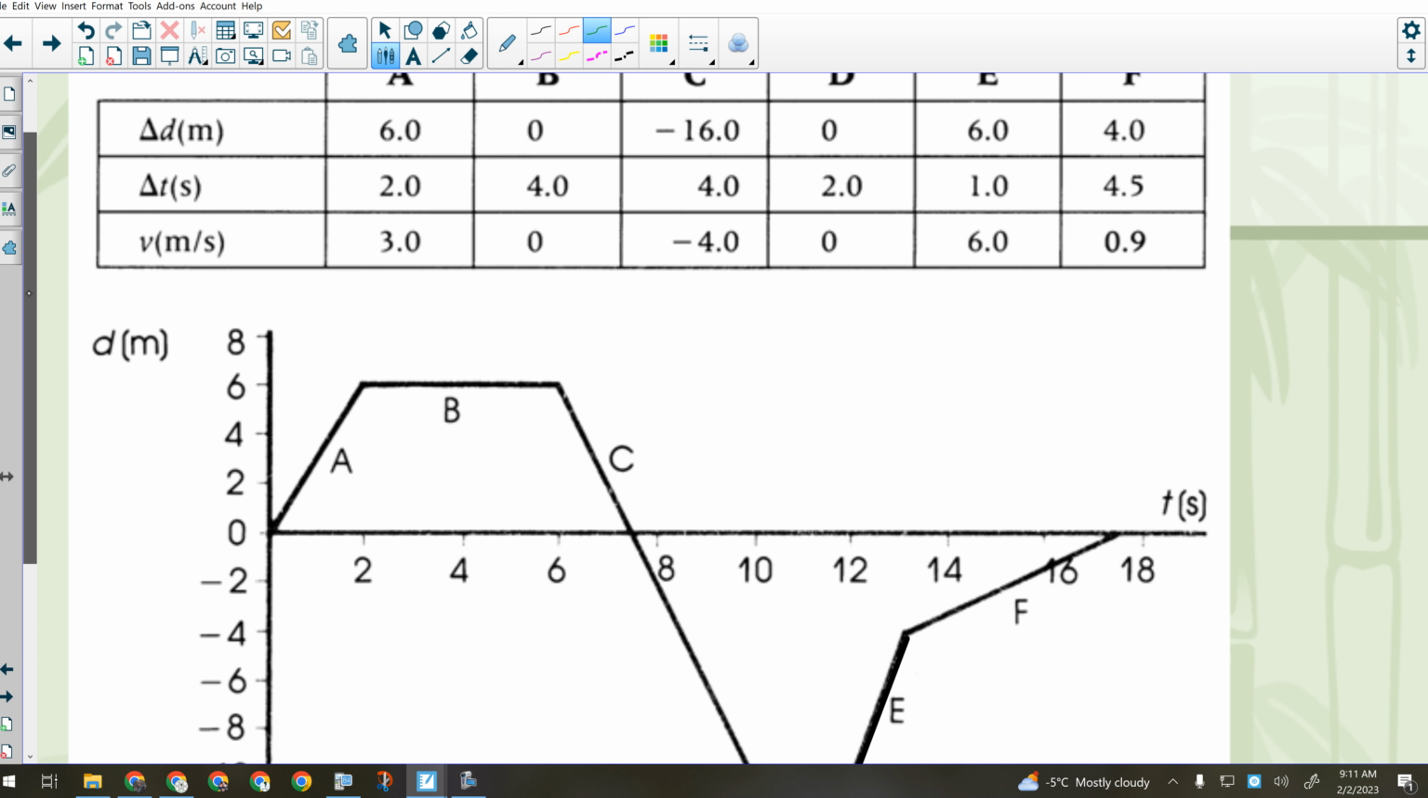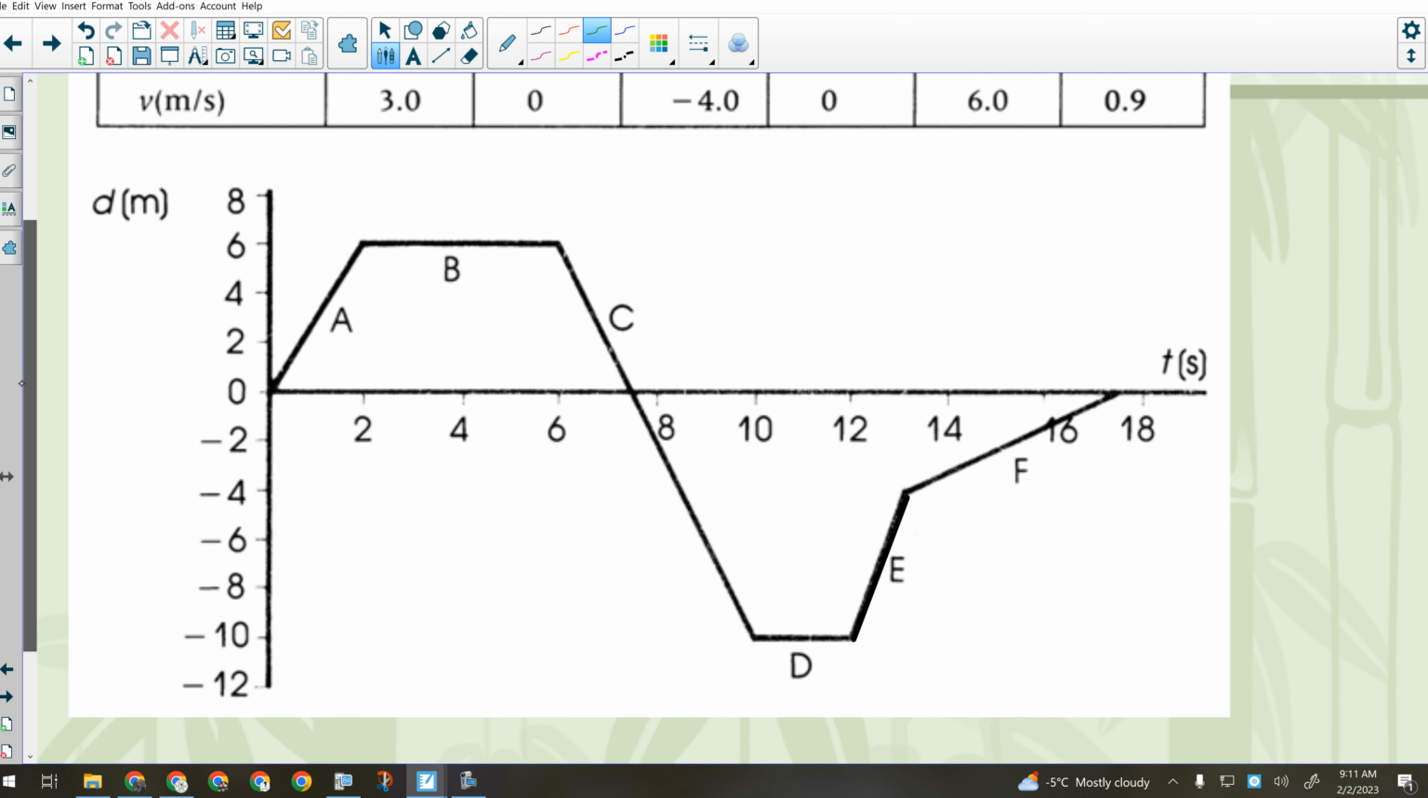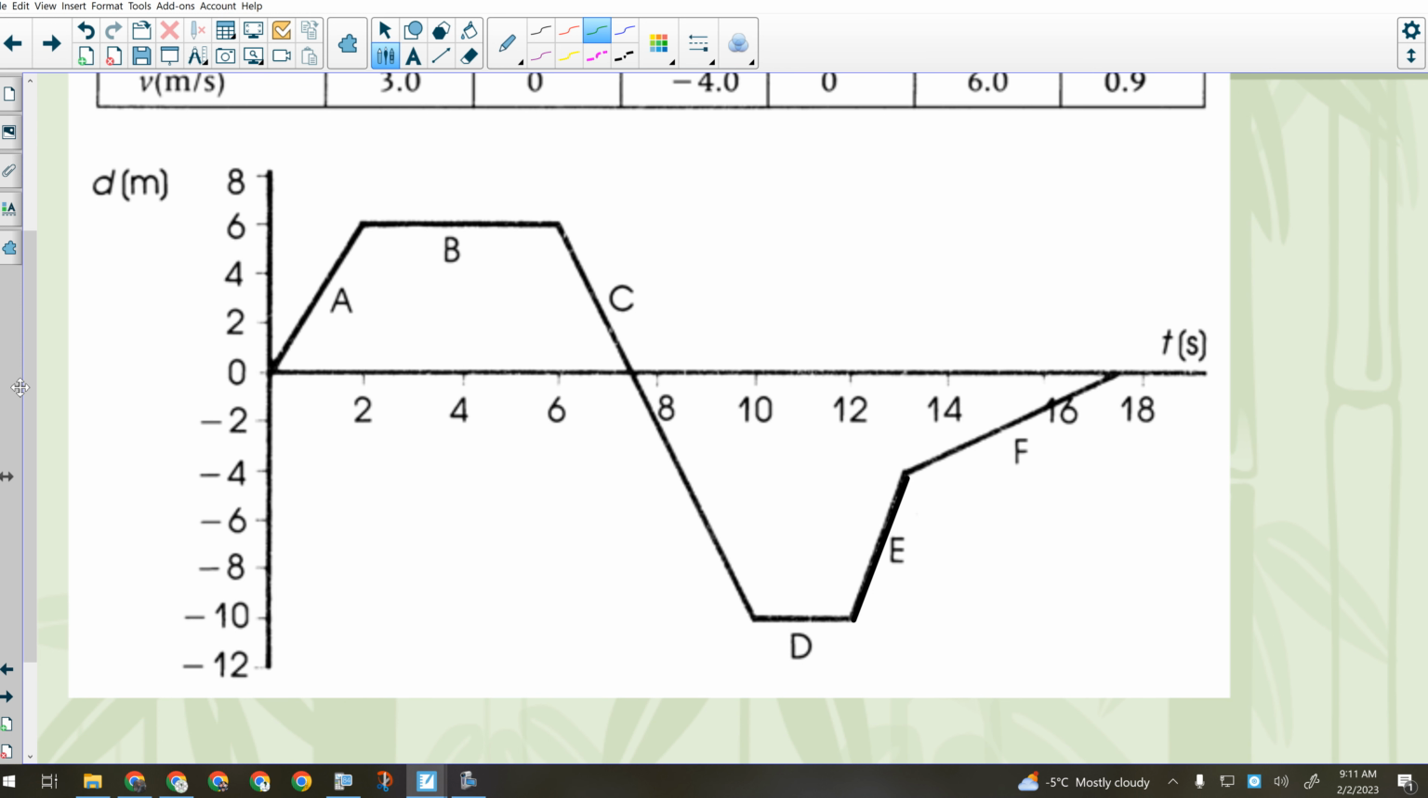All right, so we got this graph right here. It's a position versus time graph. I would like you to write down on your paper right now, in what parts of the graph is the object moving forwards? And it's not two. And in what lettered parts of the graph is the object moving forwards? Just write it down on your paper for now.